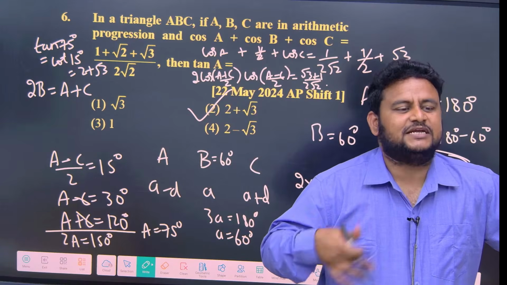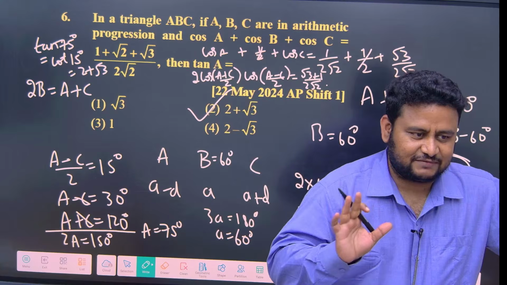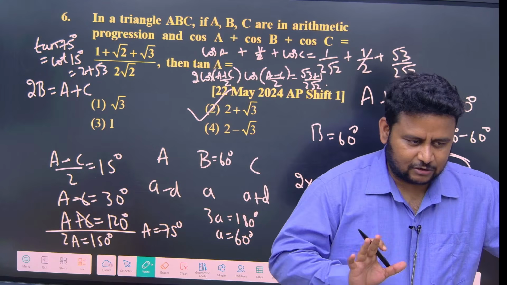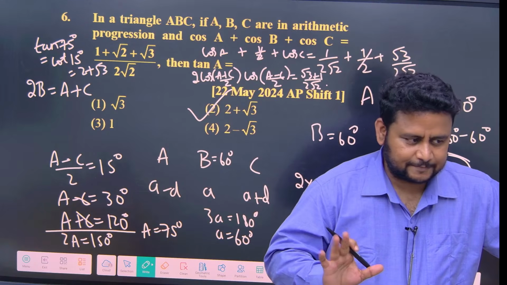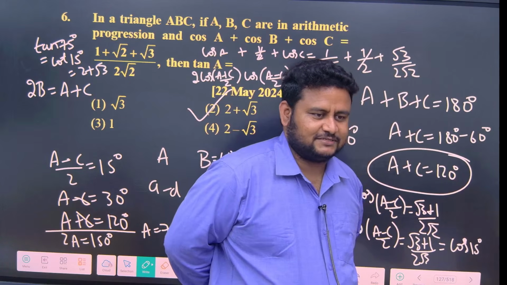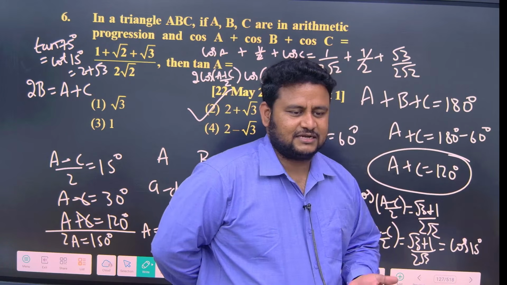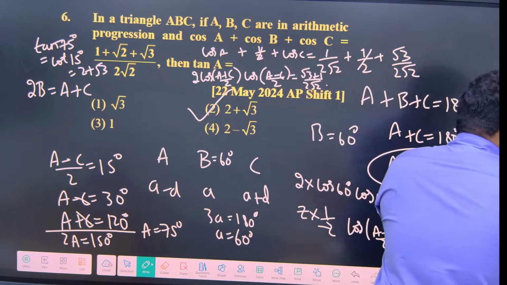From here they can ask any type of question. Here the most important thing is what? The middle angle B is equal to 60 degrees whenever the angles are in AP. Clear? So angle B will always be equal to what? 60 degrees. Clear? Next time when I ask you to solve a question, if the question comes with ABC in AP, I will not tell you; you should only say B is 60 degrees. Clear? Okay. Next one.